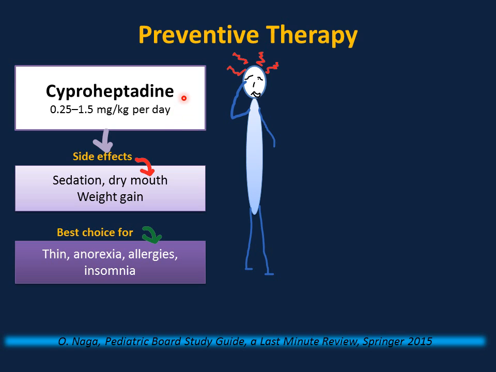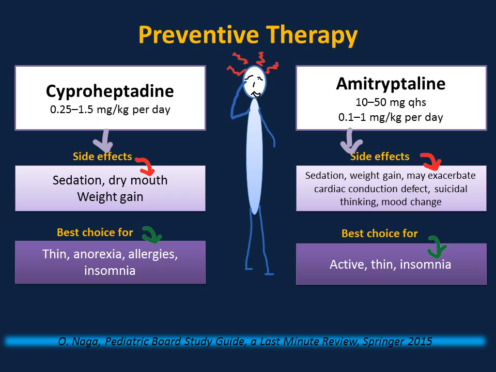This medicine is approved to be used as a preventive therapy for migraine, and is also used for allergic rhinitis, urticaria, and anorexia. The side effects of this medicine: sedation, dry mouth, and weight gain, because it increases appetite. This is the best choice for a child who has migraine and at the same time is thin, having trouble with appetite, or maybe having allergies as well, and insomnia or trouble sleeping.